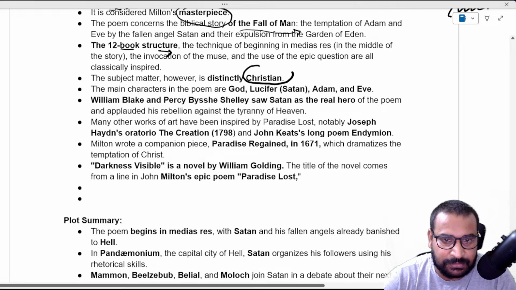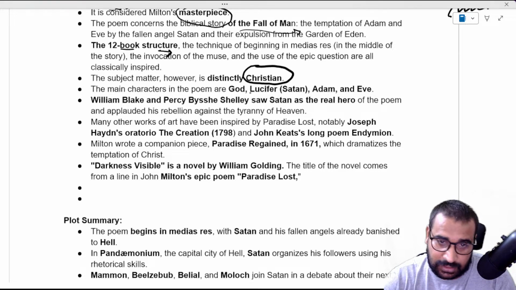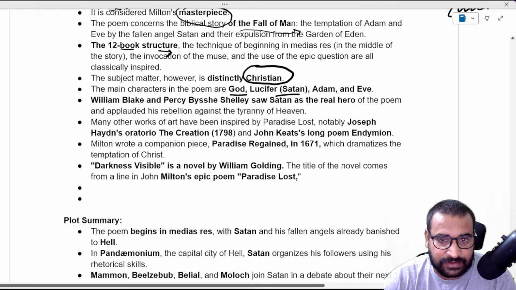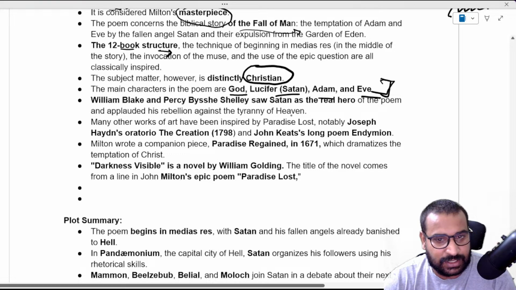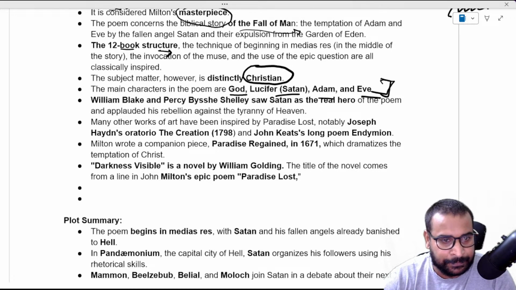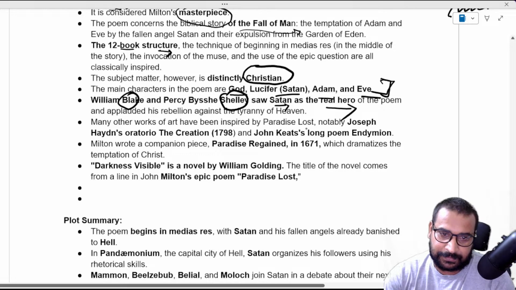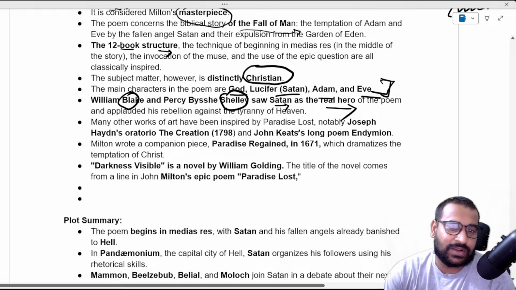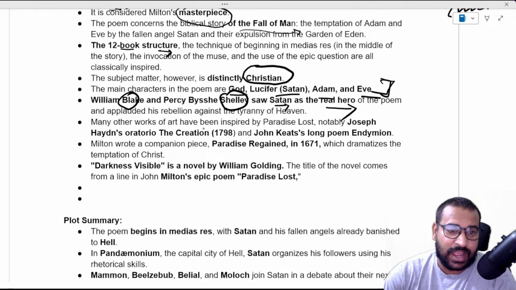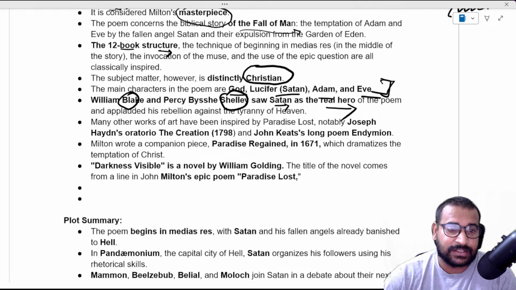Very important. The theme is Christian. Main characters, before in paradise and later also: God, Lucifer, Adam, and Eve. All these four characters are important, but basically they mostly ask about some other kind of angels, and we'll talk about that. Remember, Blake and Shelley actually saw Satan as the real hero of the poem. So your Satan was a hero in Paradise Lost. And many other works of art have been inspired by Paradise Lost. Notably, some works are there.